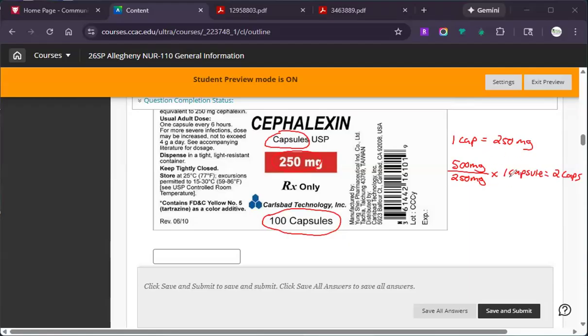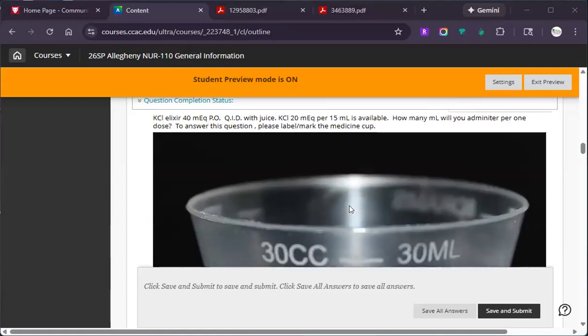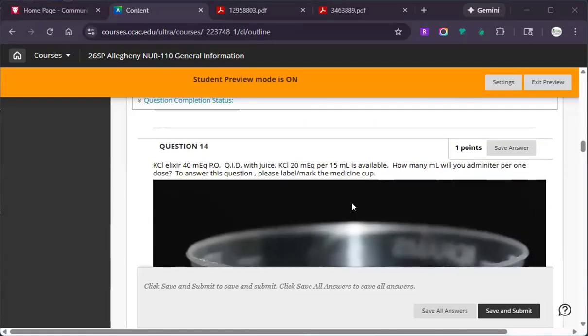Pay attention to your quantity. When it's capsules or tablets, it's one. But when it's liquids, and I'll show you an example of that in just a moment, that can be different. So you want to make sure you're paying attention to when it's different. So here I would just write my answer as two. And then I want to show you a liquid question. Actually, this one's a pretty good one.